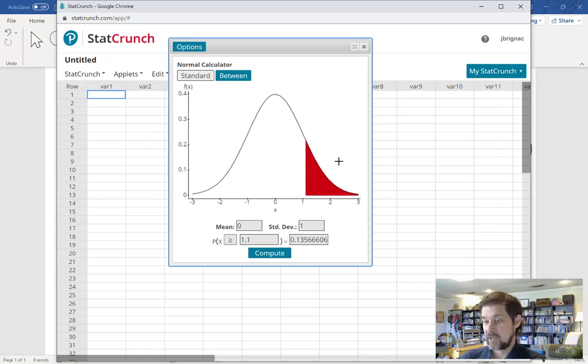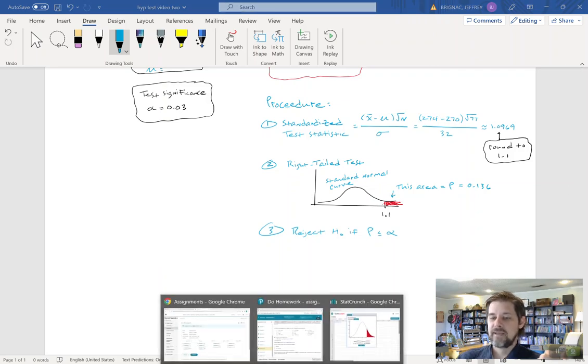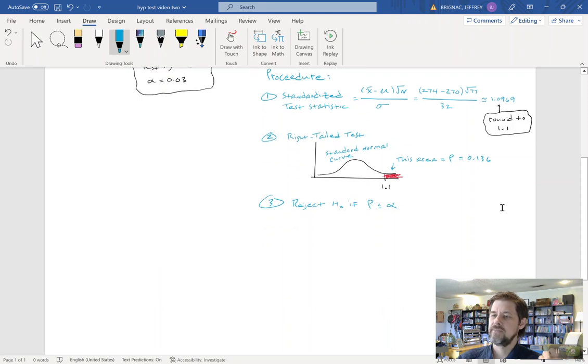So I drew a picture kind of like this over in my notes, and it says 0.1356. Okay, so let's do 0.136 or so. That's how big that is. Now, in MyMathLab, it said round to 3 decimal places, so I give you that number to 3 decimal places, 0.136. Okay, so what's our judgment?